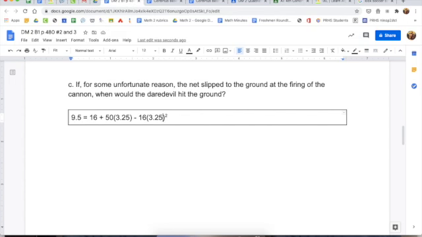The question is, what would be the time t, if instead of at 9.5 feet, they landed at 0? Well, this is a little bit harder to figure out, and I don't think we have the algebra skills yet to solve this for t. So what we need is a numerical solution, or how about a graph?